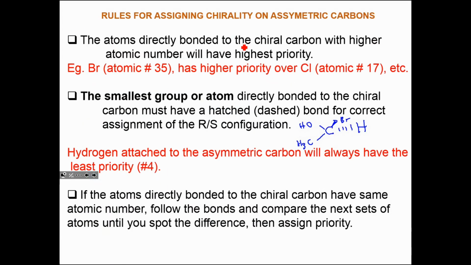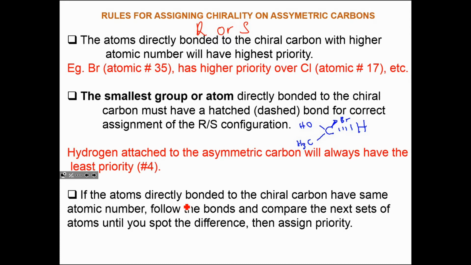So to assign chirality on an asymmetric carbon, that means to assign R or S, most of the time we use atomic number. If you have a bromine and a chlorine on the chiral carbon, then bromine is going to have first priority because it has a higher atomic number than chlorine, which has atomic number 17. The smallest group by rule should always be facing away. Like here, hydrogen is the smallest atom around this asymmetric carbon because it has the lowest atomic number, so it should have the hatched wedge bond, or the dashed wedge bond.